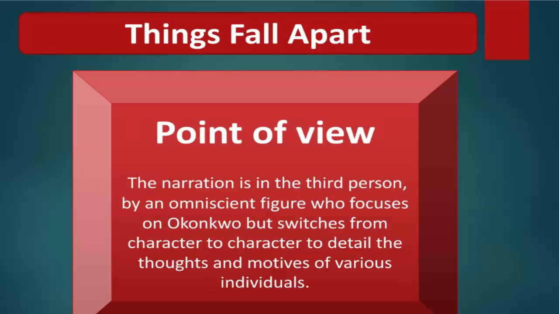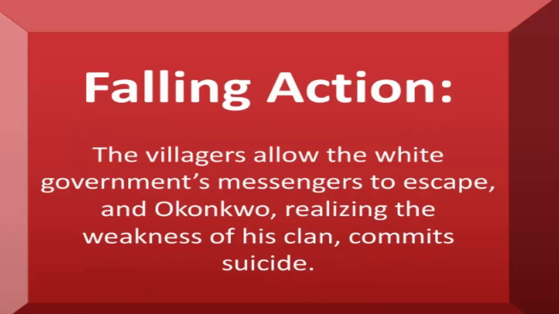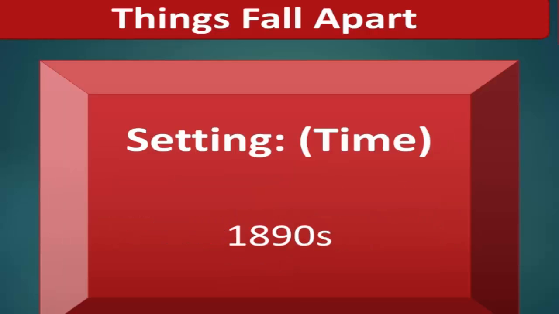Point of view of Things Fall Apart. The narration is in the third person by an omniscient figure who focuses on Okonkwo but switches from character to character, detailing the thoughts and motives of various individuals. Falling action: the villagers allow the white government's messengers to escape, and Okonkwo, realizing the weakness of his clan, commits suicide. Setting by time: 1890s.